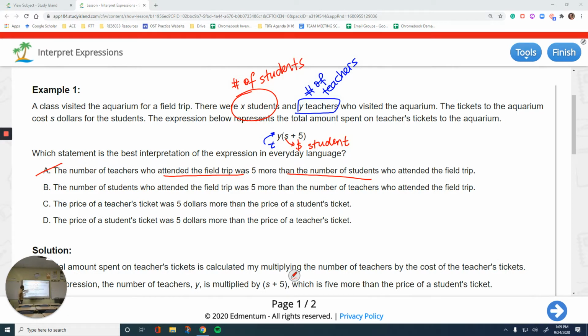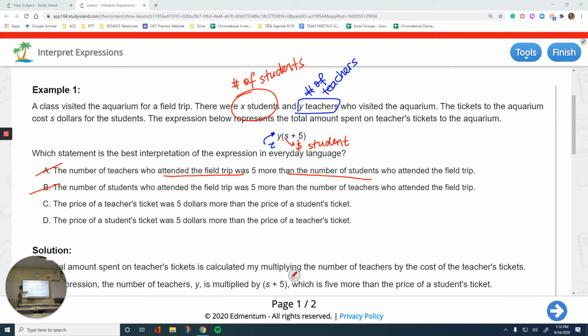The number of students who attended the field trip was 5 more. Again, we are not talking about the number of teachers or students being 5 more. This S was the amount of dollars, and I'm adding 5 to the dollar amount. I'm talking about money, not the number of students or teachers. The price of a teacher's ticket was $5 more than the price of a student's ticket. So I'm leaning on this. I think this is the answer, but I just want to double check. I want to see what the last answer is, and then I will see which one is better.